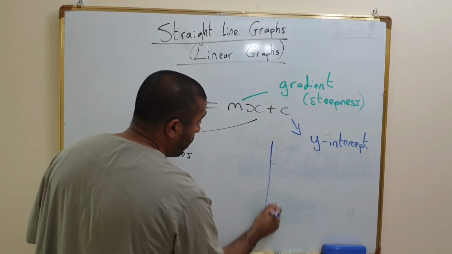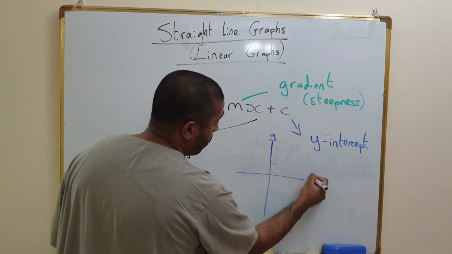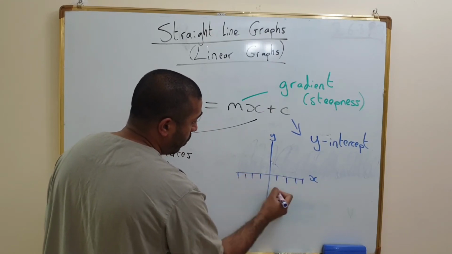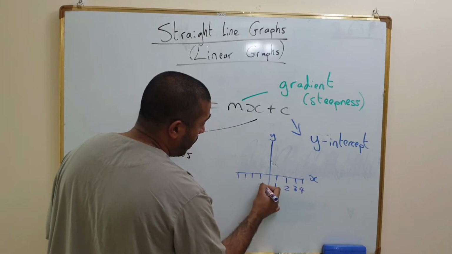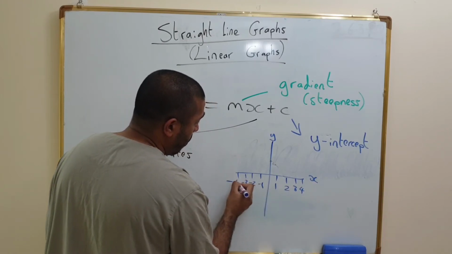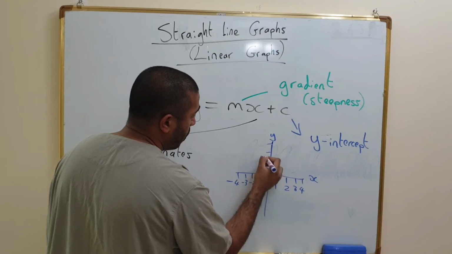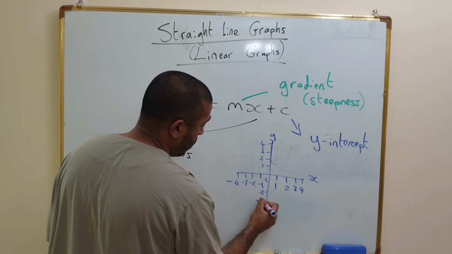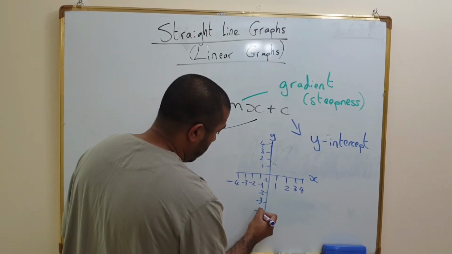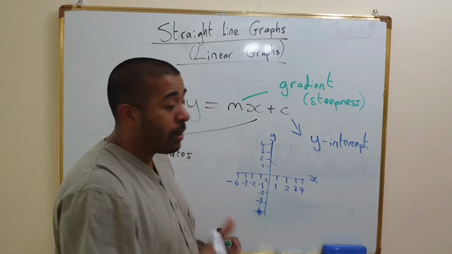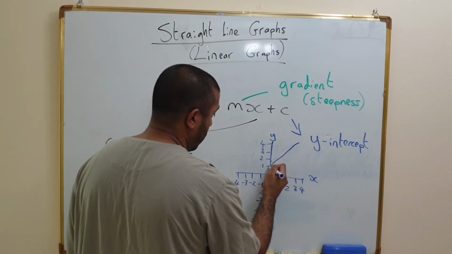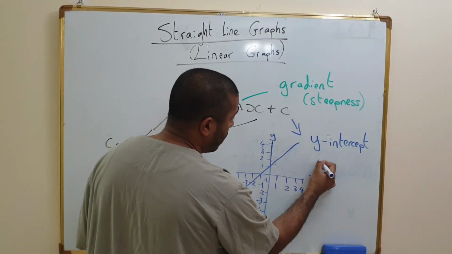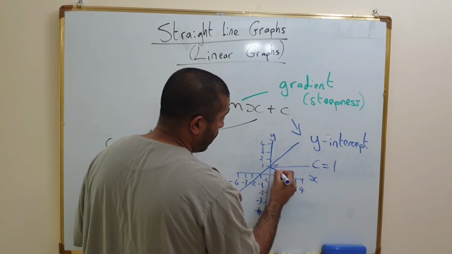So let's say, for example, here's a graph. There's your y-axis, there's your x-axis. 1, 2, 3, 4, 1, 2, 3, 4. That's 1, 2, 3, 4, minus 1, minus 2, minus 3, minus 4. Let's say, for example, the line went like this. So as you can see here, it cuts through the number 1, which is right there. So our c would be 1 in this case.